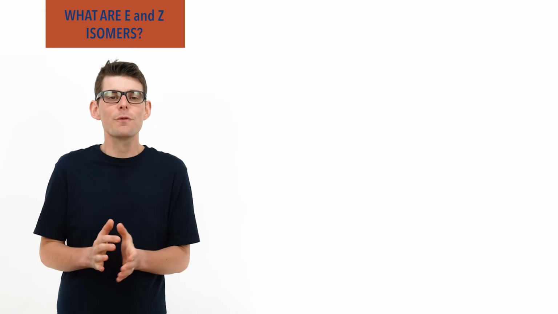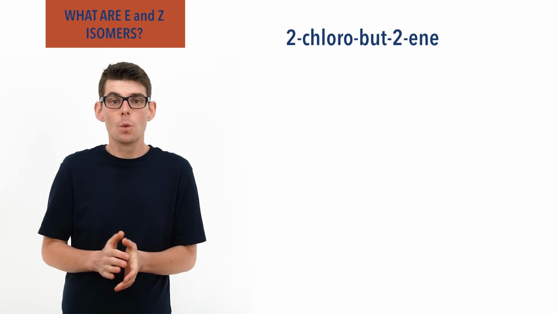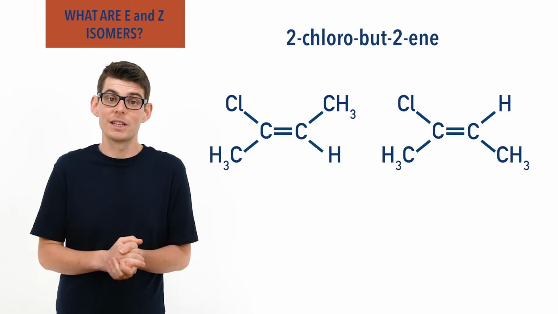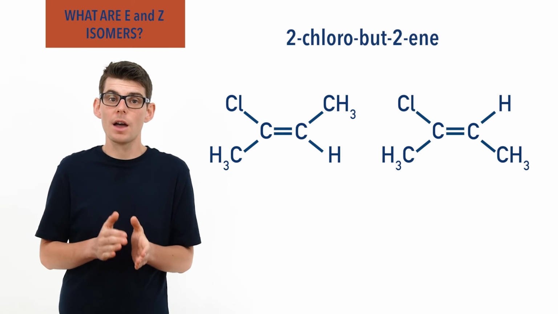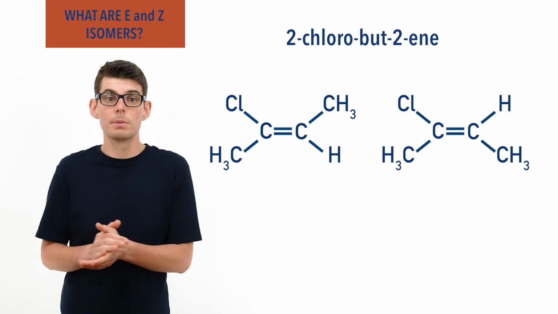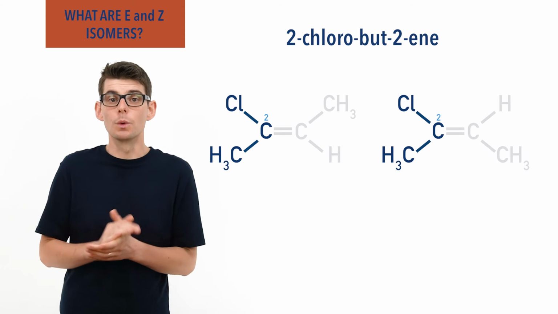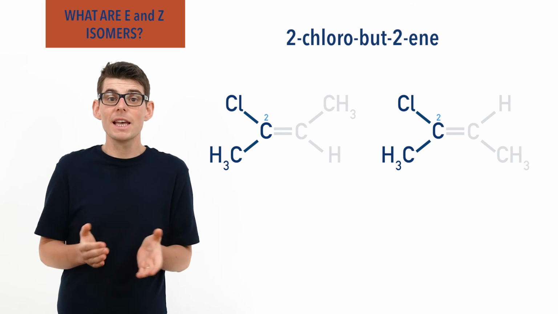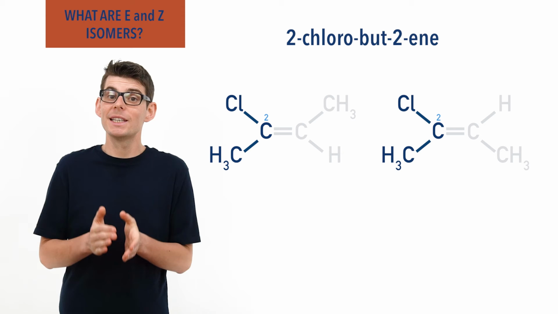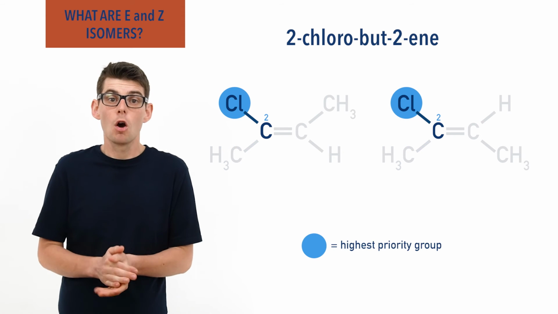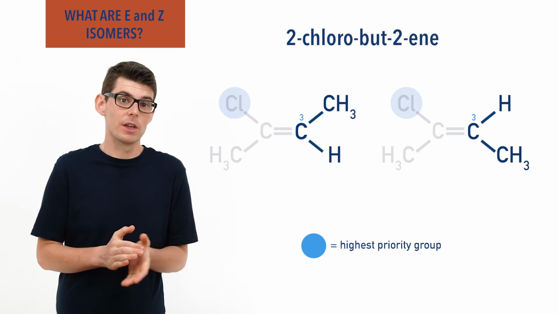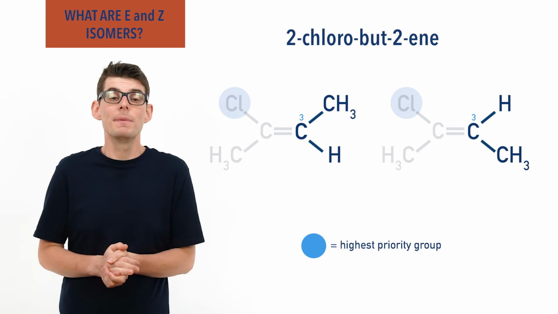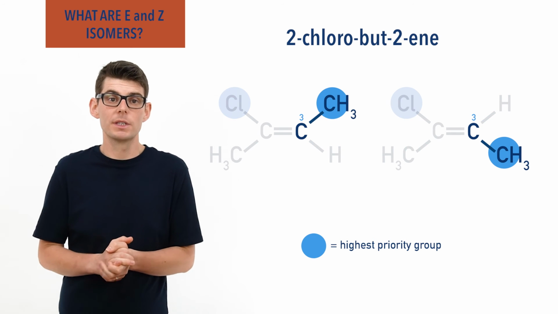For example, if we look at 2-chloro-but-2-ene, we can see there are two possible ways of drawing the molecule. To name these as either Z or E, we first need to assign the highest priority group on each double bonded carbon. On carbon 2, we have a chloro Cl group and a methyl CH3 group. The Cl has a higher atomic number than the carbon, meaning it is the highest priority group. On carbon 3, we have another methyl CH3 group and a hydrogen group. The carbon has a higher atomic number than hydrogen, meaning this CH3 group is the highest priority.